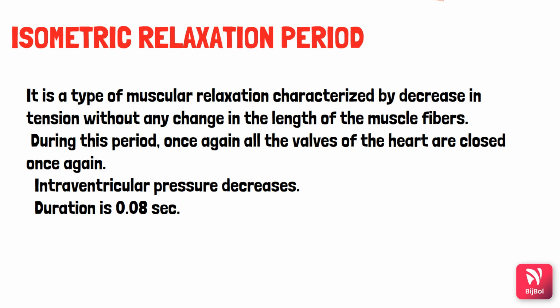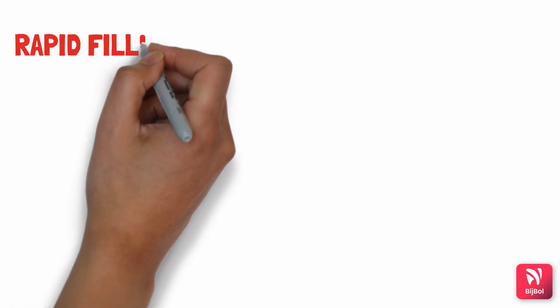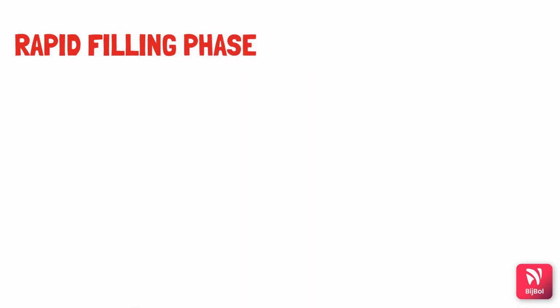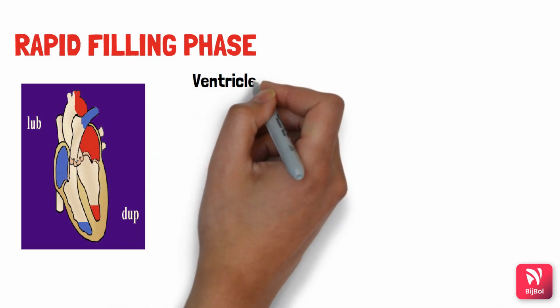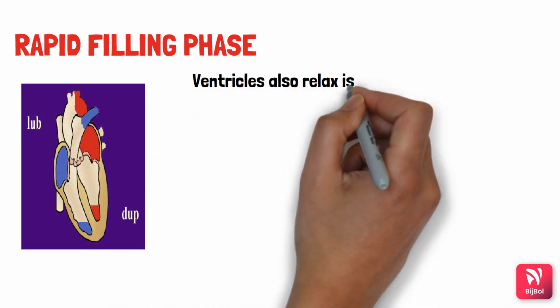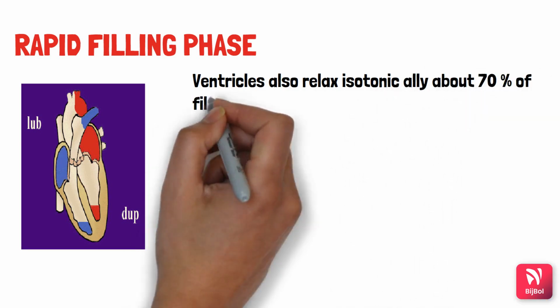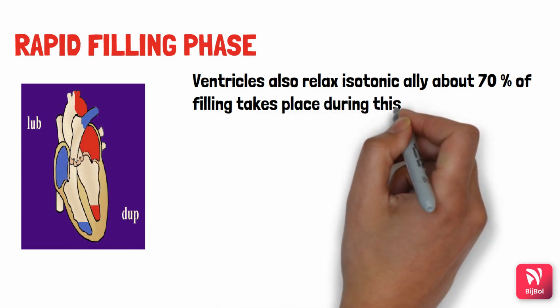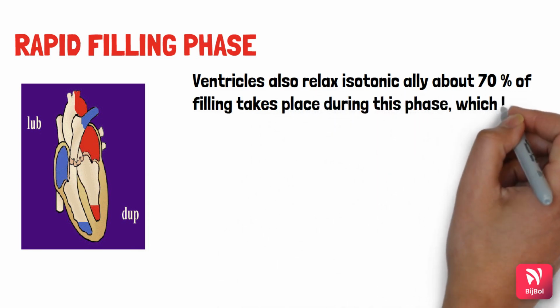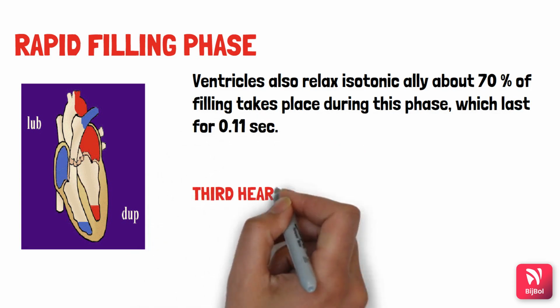Next phase is rapid filling phase. It is seen when atrioventricular valves are opened. There is sudden rush of blood from atria into ventricles. So this period is called the first rapid filling period. Ventricles also relax isotonically and about 70% of the filling takes place during this phase, which lasts for 0.1 second. Now the third heart sound is heard, due to the rushing of blood into the ventricles.